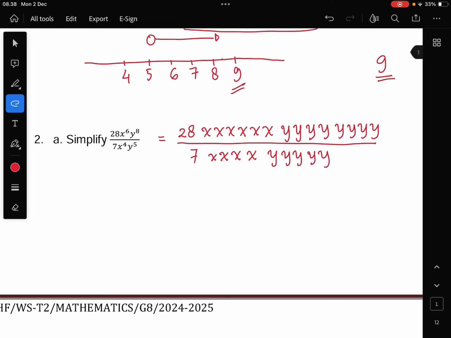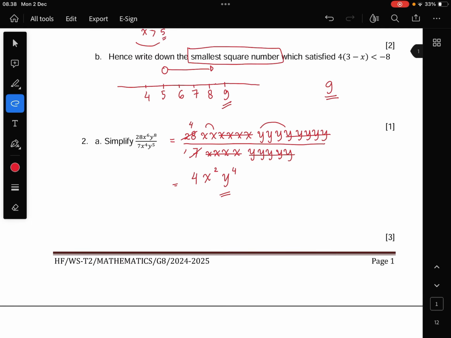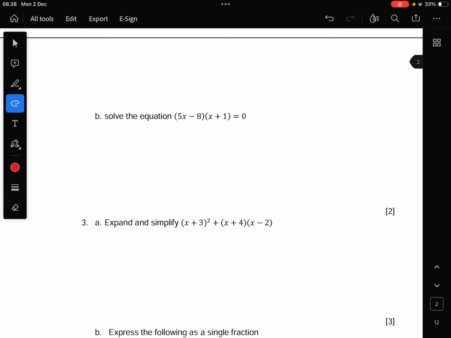Okay, we have 4 here for x, so we need to cross out x also at the top. We have 5y here, so we have to cross out the y at the top. Now 28 and 7 also, you can simplify. This one is a 1, this one is a 4. So you will have a 4. For x we have 2 here, so x squared. For y we have a 4, so y to the power of 4. That's it. This is your final answer. Done. Now let's move on to number B.